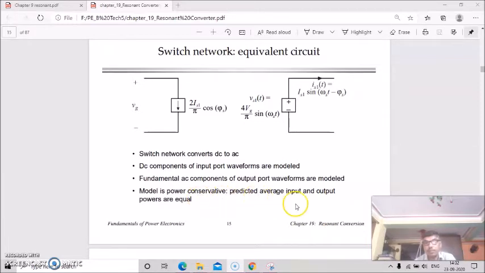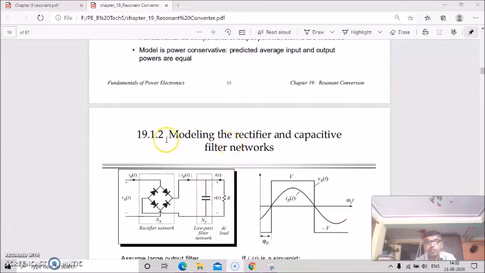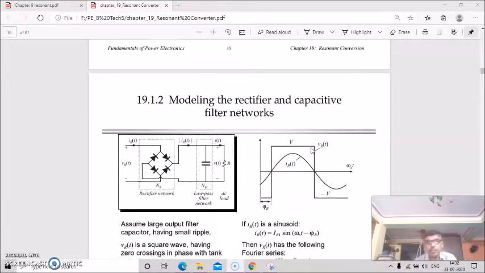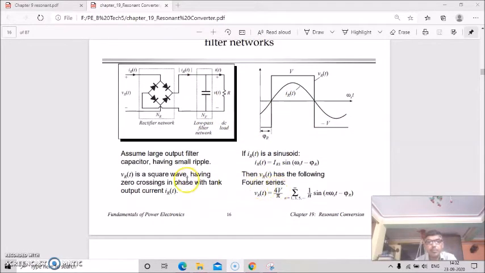Predicted average input and output powers are equal. Then modeling the rectifier and the capacitive filter networks. So this is the rectifier network. This is a low pass filter network here, and this is the waveform. As you know, large output filter capacitors have small ripple.